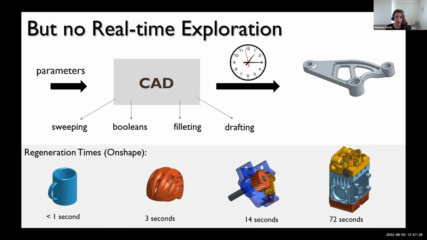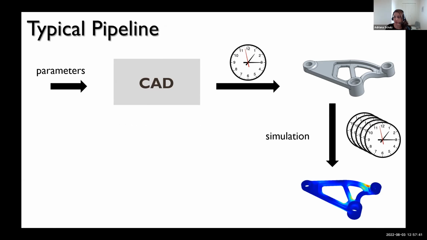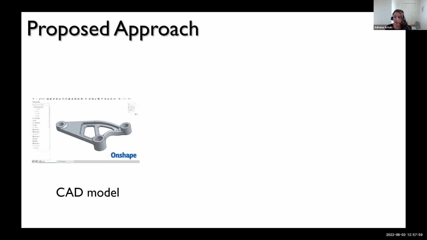Here are some generation times in Onshape for complex models, and you notice that it starts to take on the order of minutes once you add complexity. And it's not just about the kernel regeneration time. Every time you change the parameters, you need to recompute the simulation. Here we're trying to do the stress analysis on this model, and that takes even longer. So if you're trying to explore the space of parameters, this can be incredibly slow because you need to reiterate.